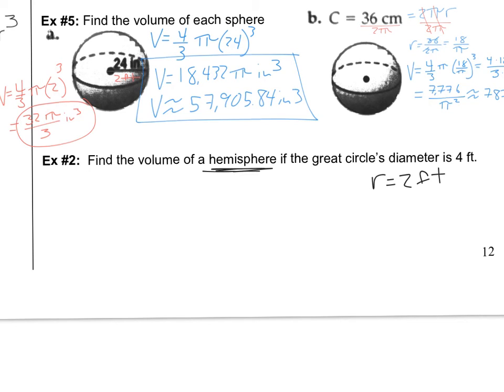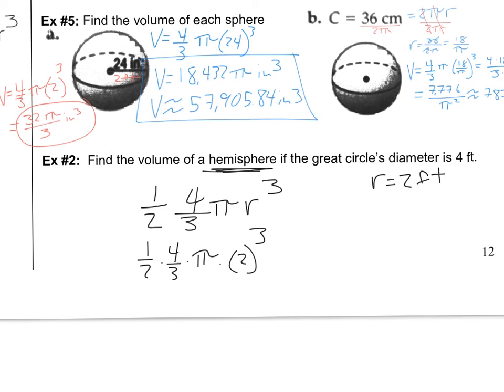Now, it's the volume of a hemisphere. A hemisphere is half of a sphere. So the volume of a sphere is 4/3 pi r cubed. But we want half of that, so I'm literally just going to multiply it by 1/2. So let's plug in what we got here. This would be 1/2 times 4/3 times pi times the radius, which we now said is 2 cubed.